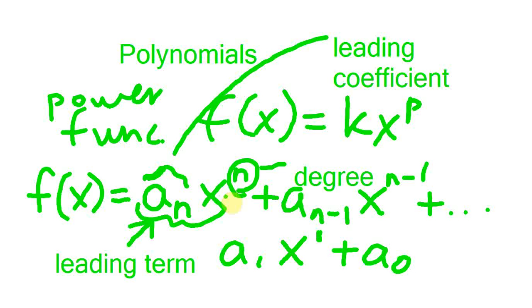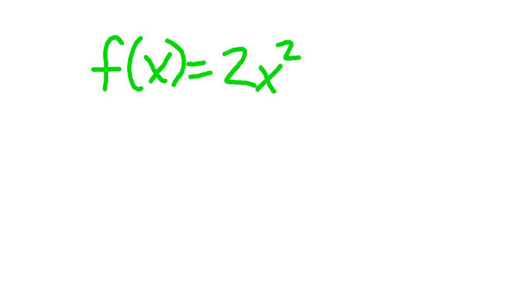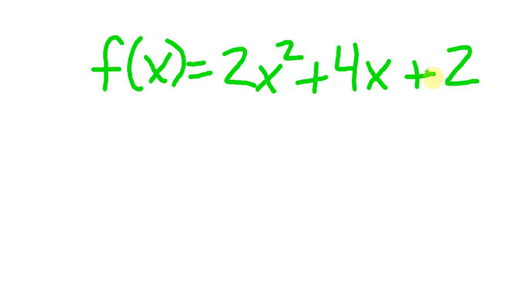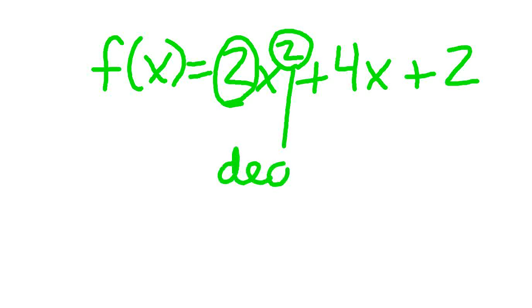For example, a quadratic function, it's a polynomial. So if you have something like f of x equals 2x squared plus 4x plus 2, then your 2 would be your leading coefficient, and this 2 here, that's your degree of 2. Okay.